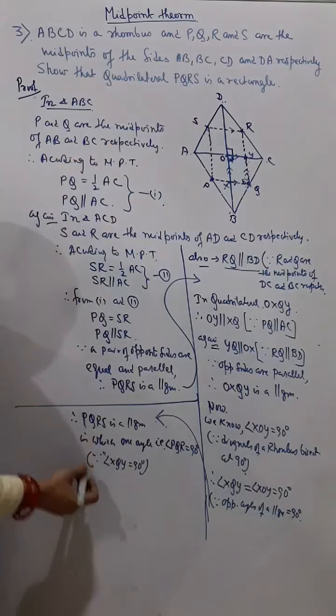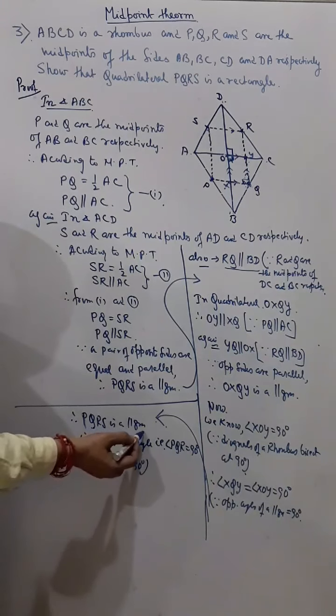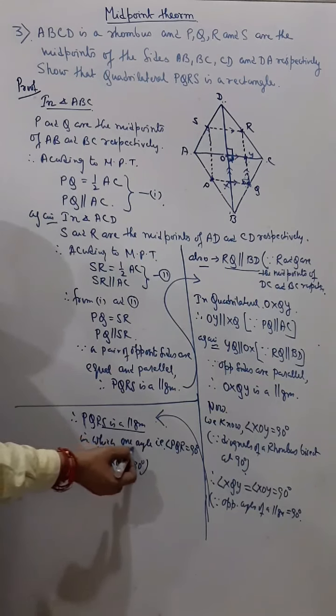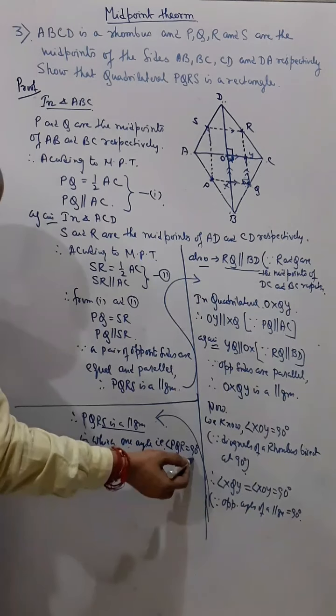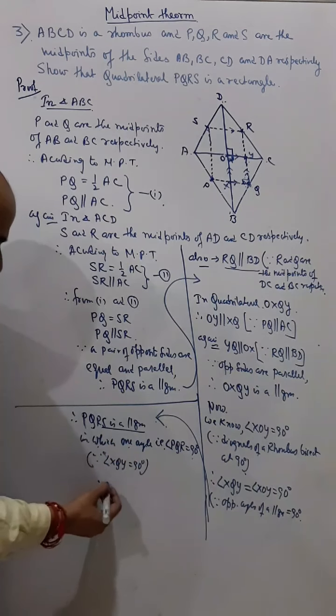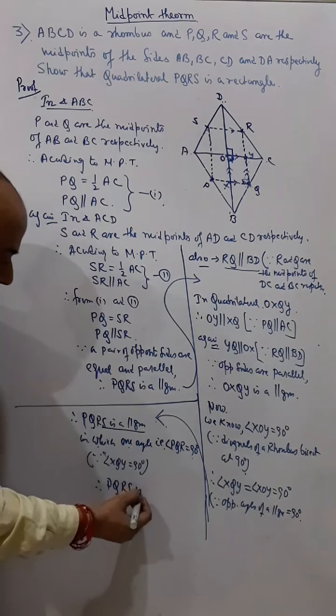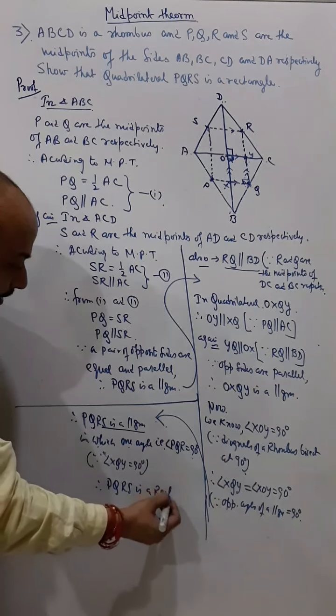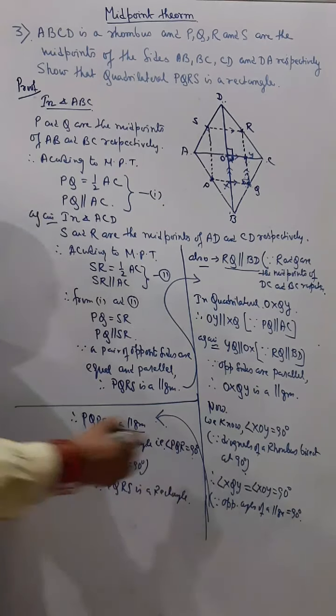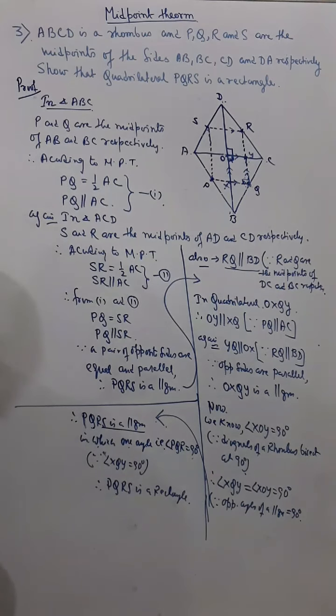So therefore, since PQRS is a parallelogram in which one angle is 90 degrees, finally we can say PQRS is a rectangle. Understand? So you should copy this properly and practice this. It's a big sum, but not very difficult. If you practice it, I hope you can easily do it later.